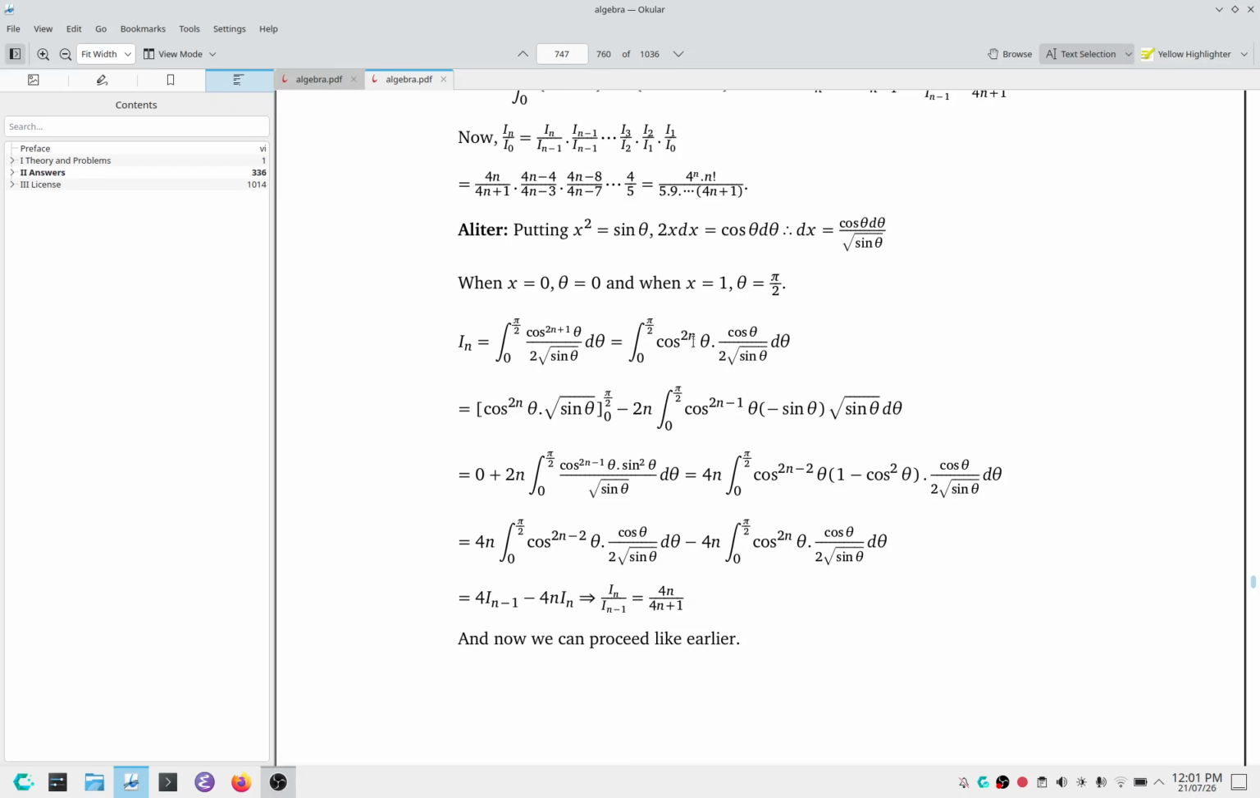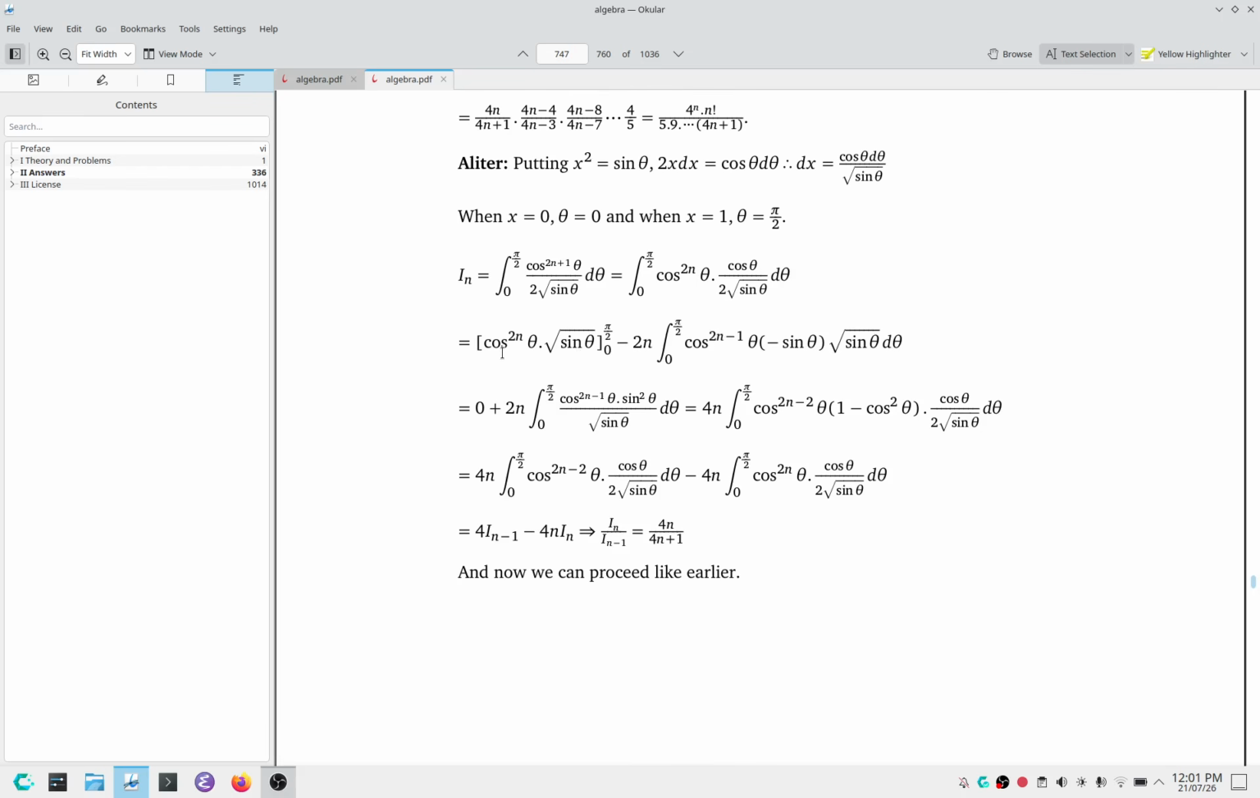We take out cos to the power 2n theta separate, it becomes cos theta d theta upon 2 square root of sine theta. Now again we integrate by parts, you get cos to the power 2n theta times square root of sine theta between limits 0 to pi by 2 minus the integral of 2n cos to the power 2n minus 1 theta times minus sine theta into square root of sine theta d theta. So this is 0, and this integration becomes 2n times integration 0 to pi by 2 cos to the power 2n minus 1 theta into sine square theta upon square root of sine theta d theta.